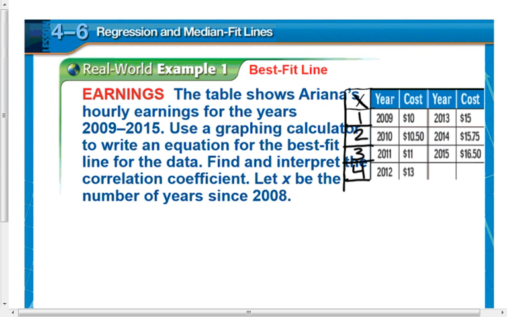So I'm going to do the same thing here, just add a little extra. And I'm looking at 5. 14 minus 8 is 6, and then 7. So I have my data. This is my x, and earnings is going to be y. So we use our graphing calculator.